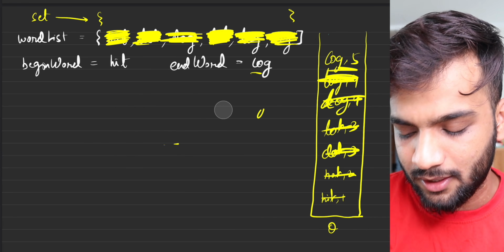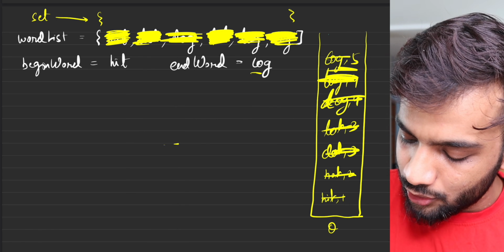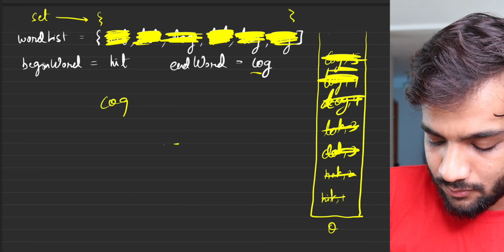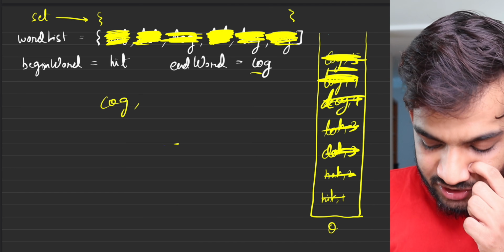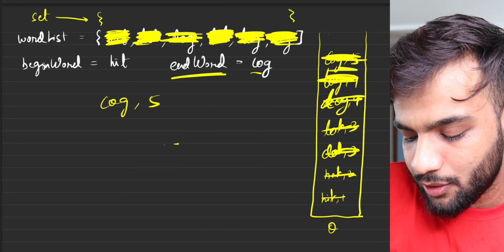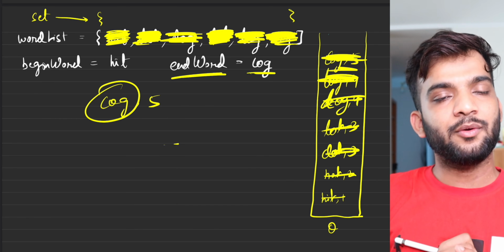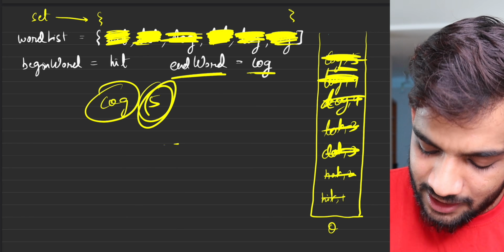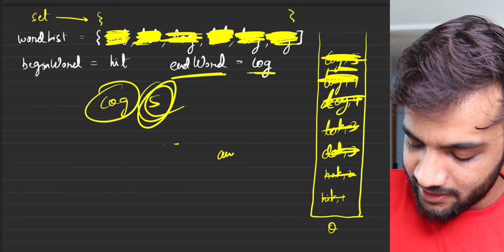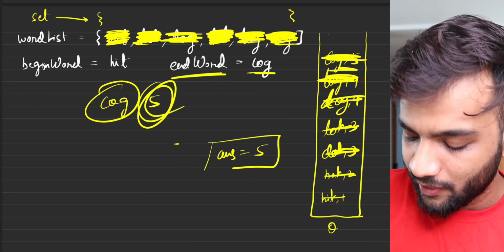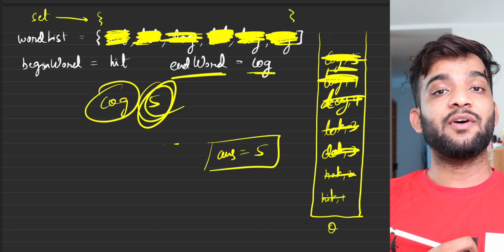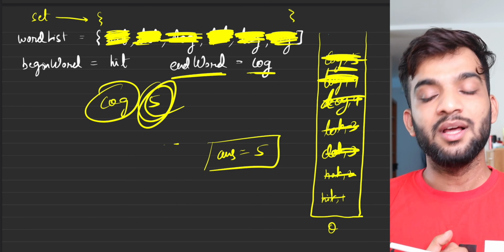So LOG cannot be made into anything. Next time when you do an extraction from the queue, you get COG with 5. So your end word was COG. The word that you get from the queue is COG, and the steps that it took was 5. So your answer boils down to 5, and this is the answer that you will return.